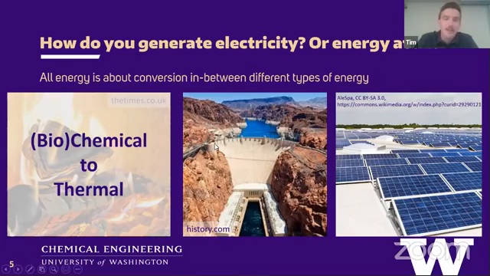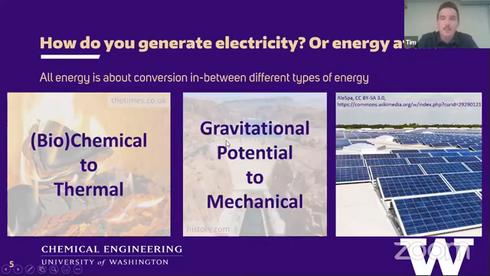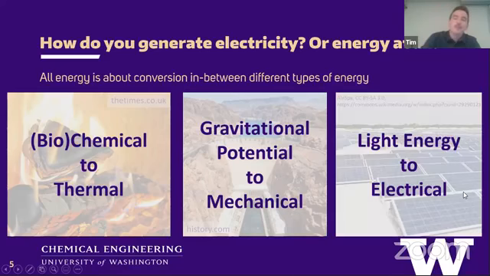For, let's say, a hydroelectric dam, you're converting the gravitational potential energy stored in elevated water to mechanical energy as that water falls to lower elevations. And then solar more directly converts the energy stored in the light of the sun that hits Earth to electrical energy, again, in a very direct process.